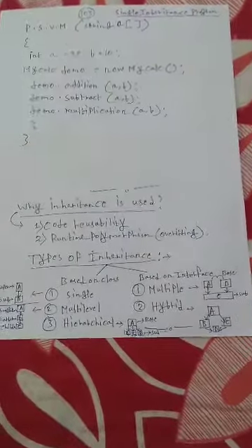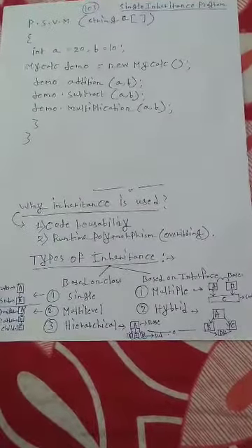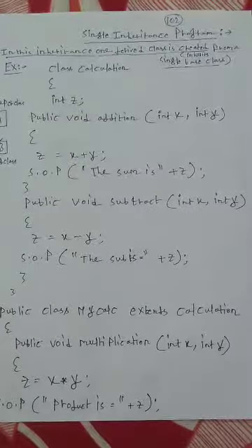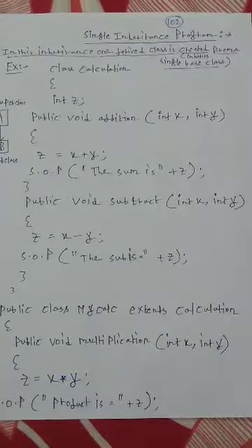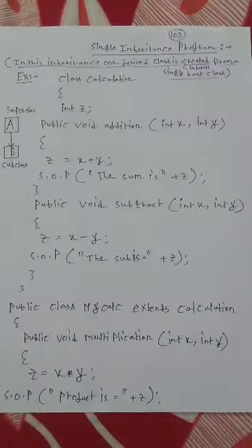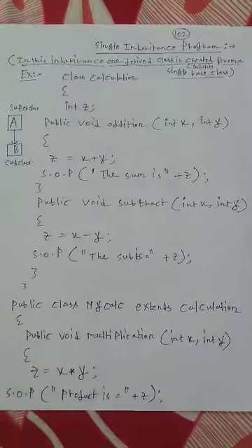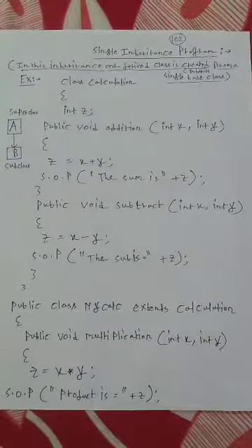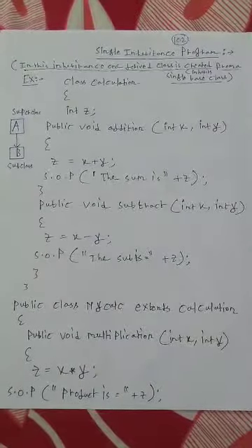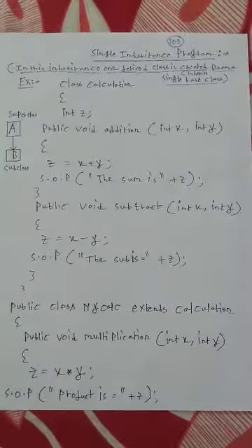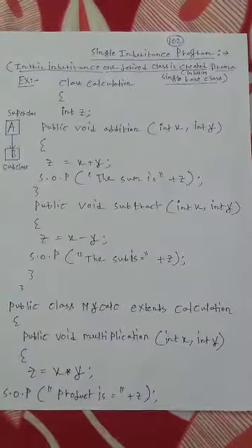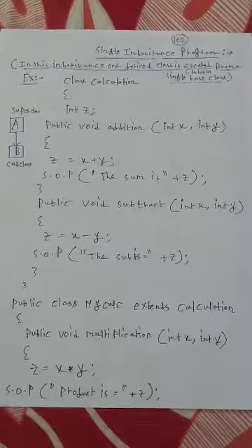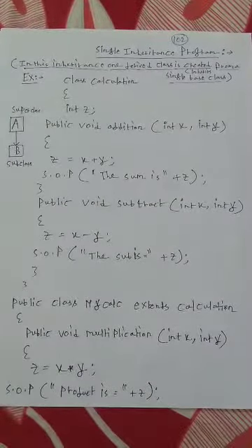So at first we discuss single inheritance. What is single inheritance? In this inheritance, one derived class is created from a single base class. Here is an example: a class Calculation is there. Here we can take one variable, and a public void addition function or method, which is parameterized, and here we can say z is equal to x plus y, and next we can add one function where we can subtract.